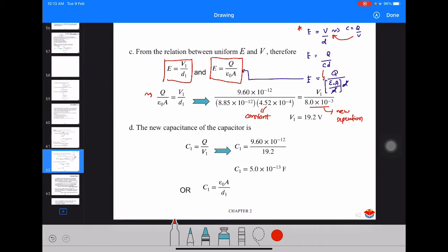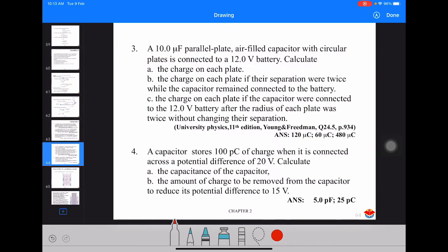Okay, now you want to find the new capacitance. So you can calculate using two methods. You can use C equals epsilon naught A over D, or you can use this one, where you can relate with Q over V. So it's written over here. Okay, this one is an exercise. You can try to do it.